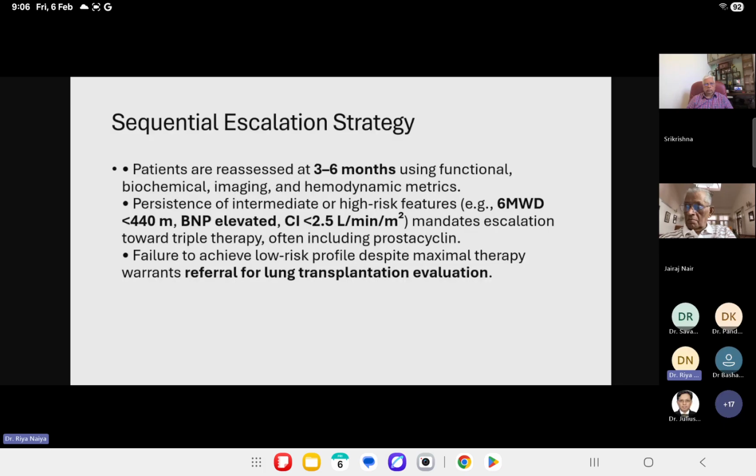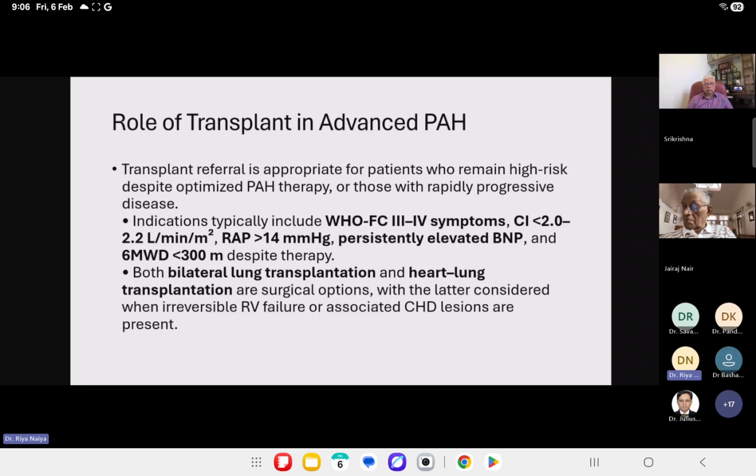Coming to the role of transplant in advanced PAH, transplant referral is appropriate for patients who maintain high risk despite optimized PAH therapy and those with rapidly progressing disease. Indications will usually include WHO functional class of 3 to 4, a cardiac index of less than 2 to 2.2, RA pressures of more than 14, and persistently elevated BNP and 6-minute walk test of less than 300 despite fully optimized therapy.